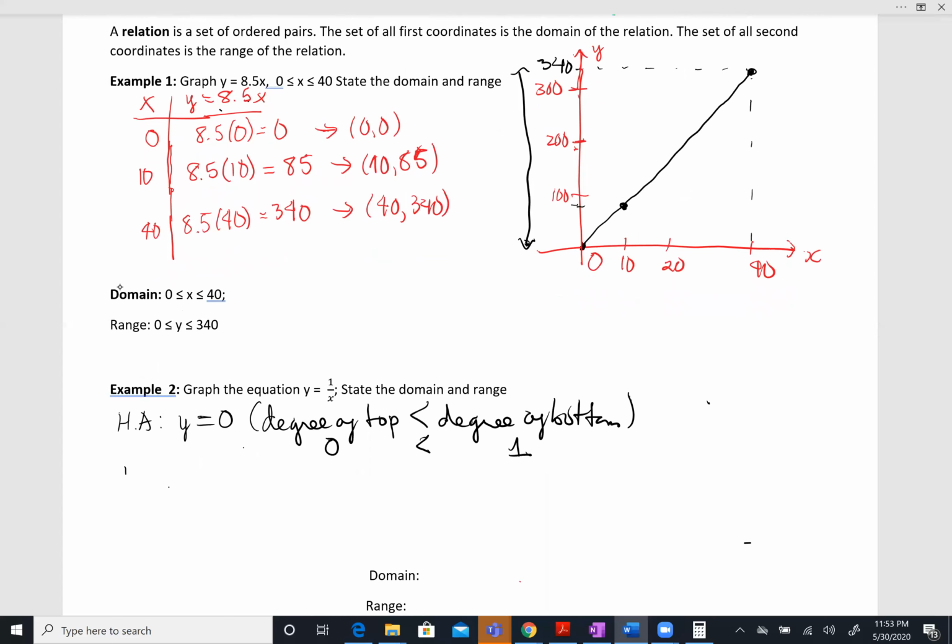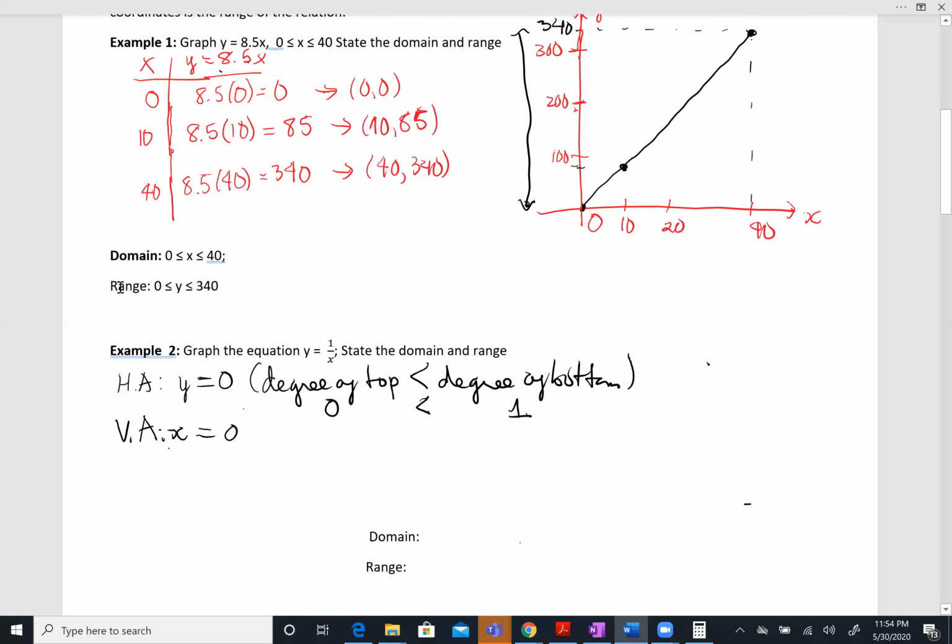And now I'm going to talk about the vertical asymptote. The vertical asymptote will be where the bottom equals 0, the value of x. You're going to solve for when the bottom equals 0. So bottom equals 0 is x equals 0, right?